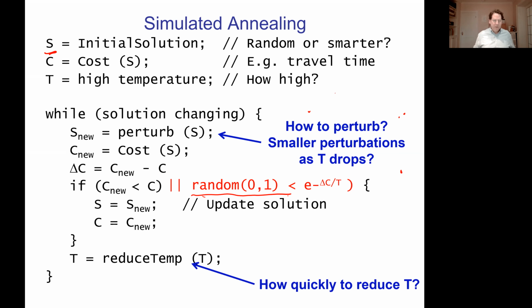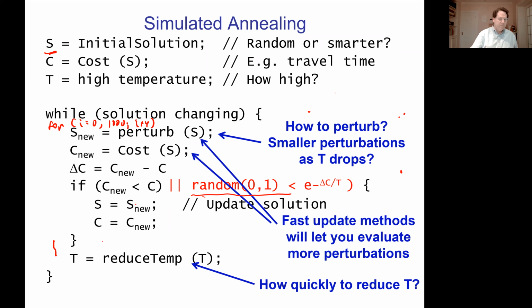How quickly do we reduce temperature? I haven't shown this in the pseudocode, but usually what you would actually do is you'd probably wrap a loop, for i equals 0 to 1,000 or something. Doing one perturbation at every temperature is a bit unusual. So you'd probably do a whole lot of perturbations, 1,000, 10,000, some number before you try to reduce the temperature. Or you would reduce the temperature by a very small amount. It basically would work the same.